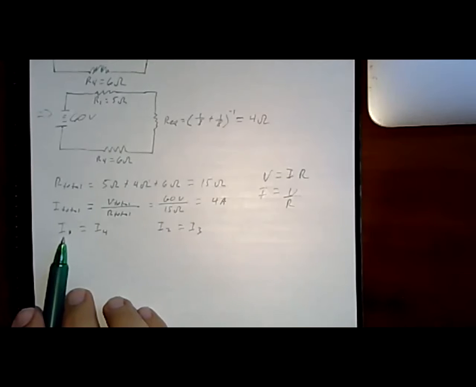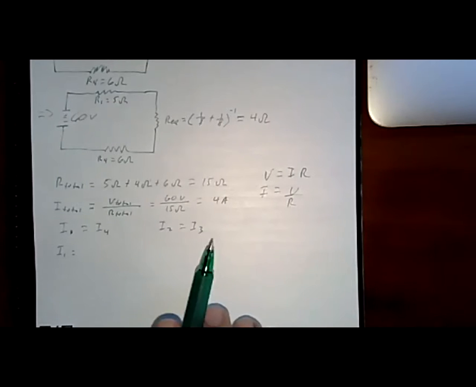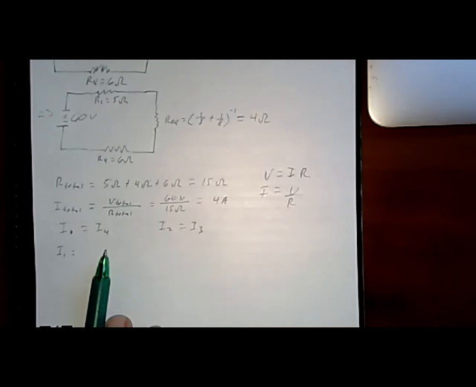So current 1 should simply just be... Take the 4 amps, multiply it by the 4 ohms, and then since it's the same resistance, you divide by 2 and get 8 volts going across each resistor.